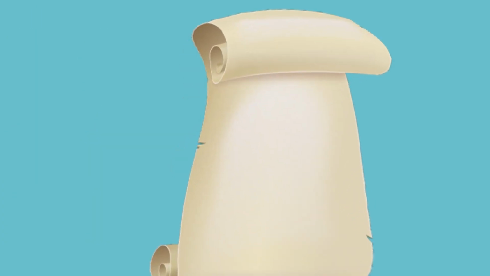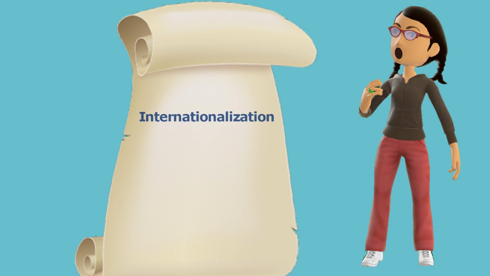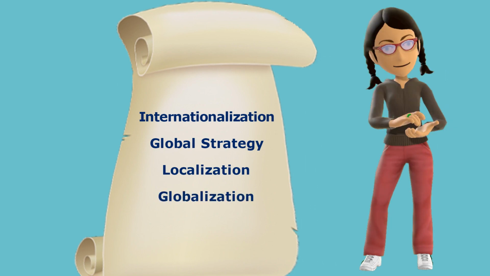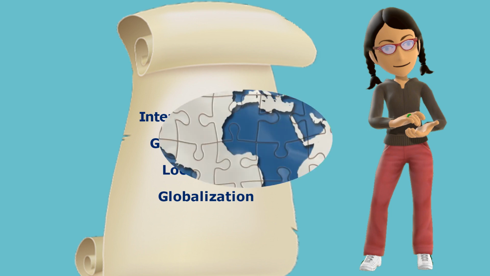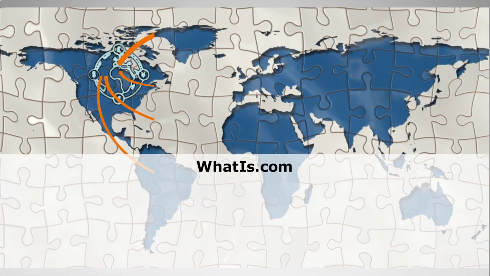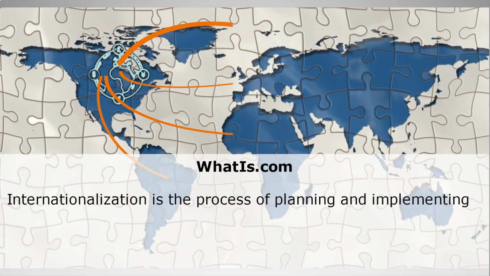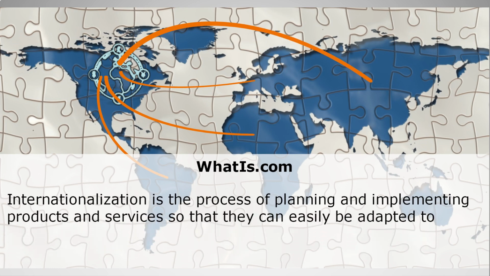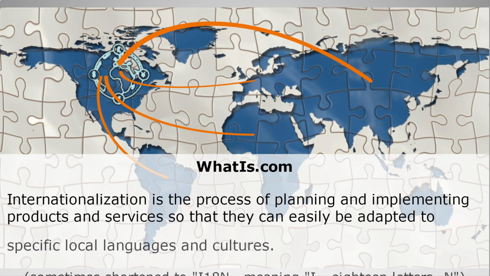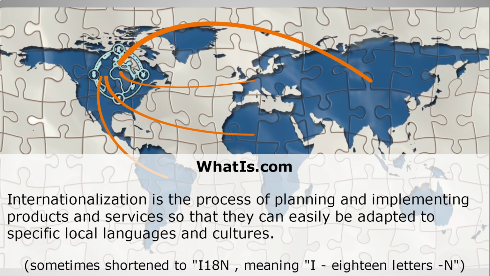The most prevalent terminology used are internationalization, global strategy, localization, and globalization. They sound quite a bit alike and may even be mistaken as synonyms for each other, but they are very different. According to whatis.com, internationalization is the process of planning and implementing products and services so that they can be easily adapted to specific local languages and cultures.